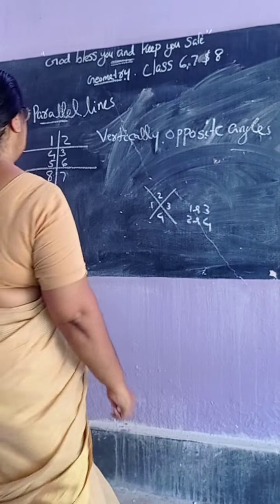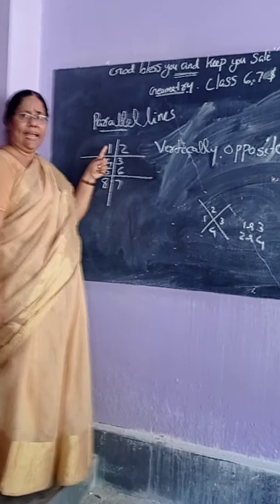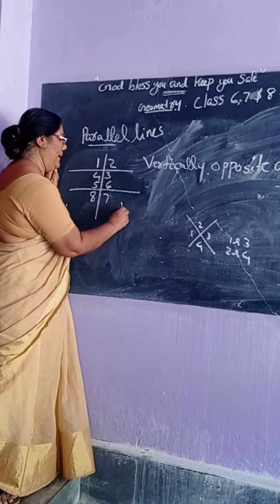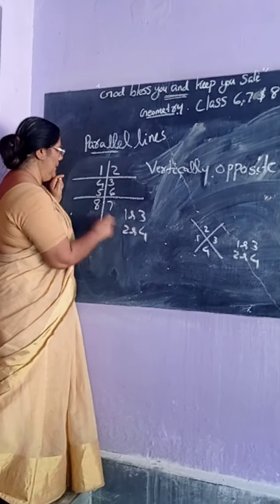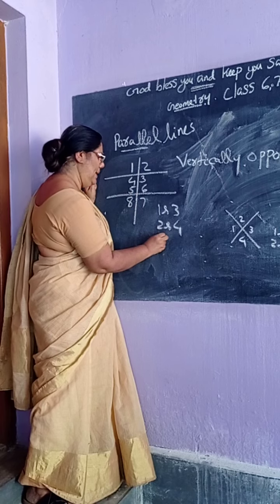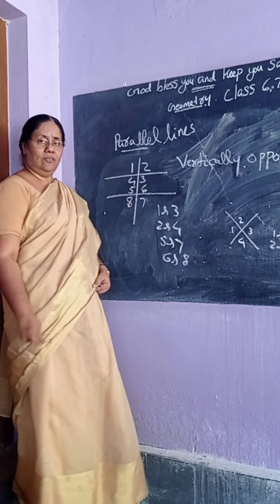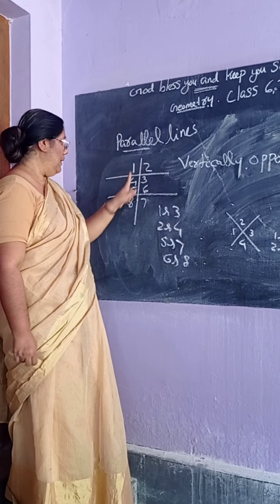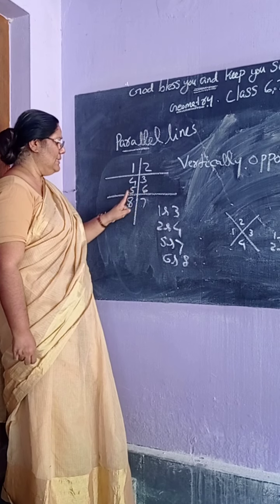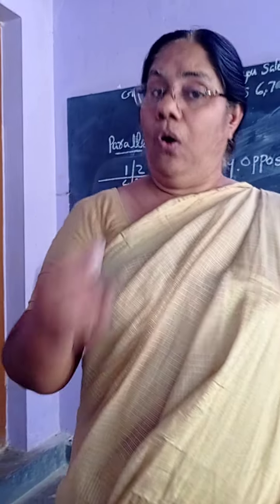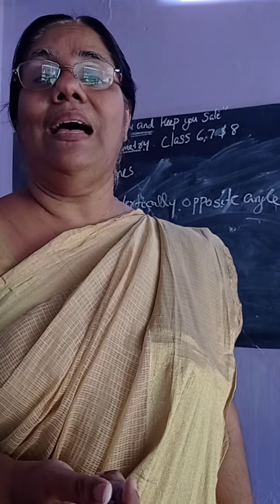Then can you say here what are the vertically opposite angle pairs? 1 and 3, 2 and 4. Then in the below direction, 5 and 7, then 6 and 8. Once again, 1 and 3, 2 and 4, 5 and 7, 6 and 8. Again write, vertically opposite angles are equal. Alternate angles are equal. Corresponding angles are equal. Vertically opposite angles are equal. And the last one is co-interior angles are supplementary.